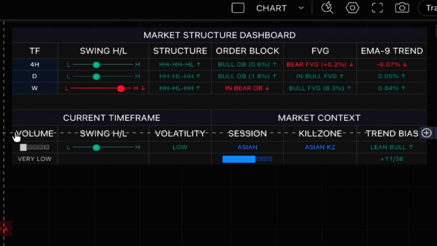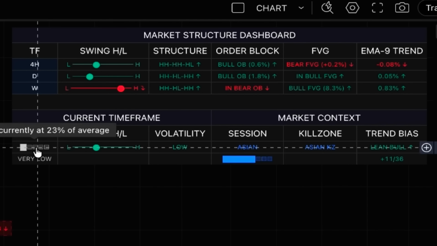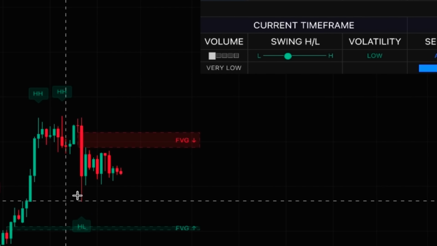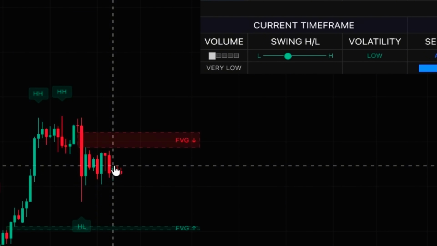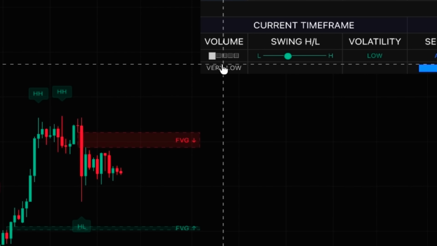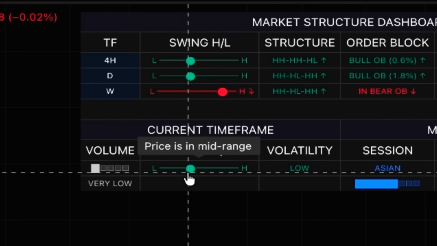Alright, here we have information about volume. You can see that it says the volume is very low, and more explanation here that the volume is currently at 23% of the average. This information is good for volume analysis. For example, here you can see that the price is in a very tight consolidation period and the volume is very low, and this gives the probability that a breakout can happen soon.